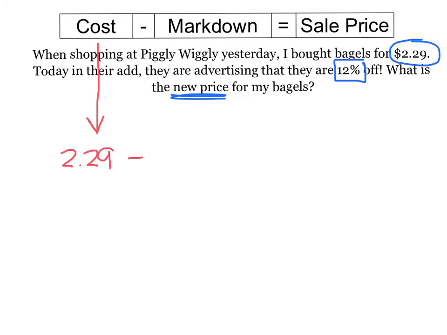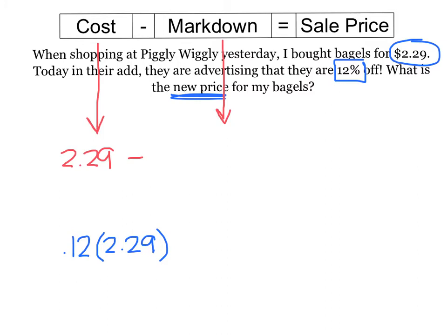And we are going to subtract the markdown. However, all we know is that they're 12% off. We do not know what the markdown is. And so that's where we're going to use the percent equation or percent proportion. As an equation, remember it is the percentage in decimal form times the initial cost, $2.29.